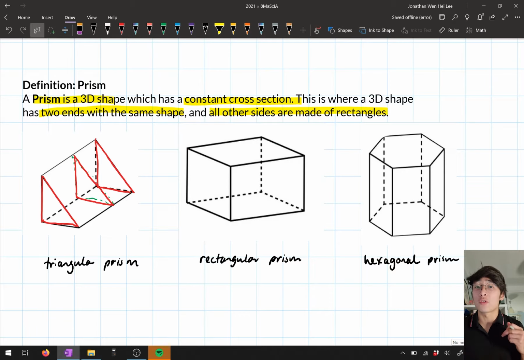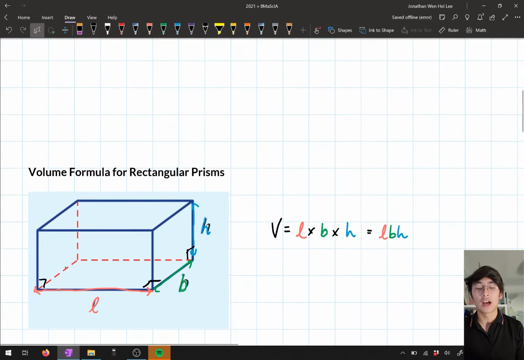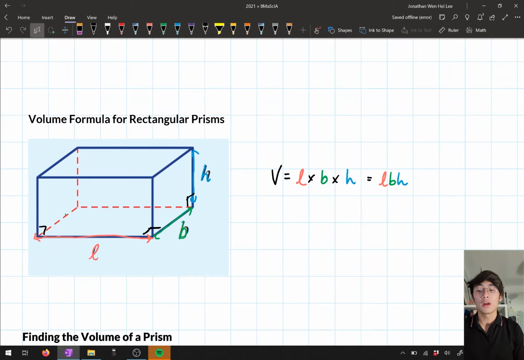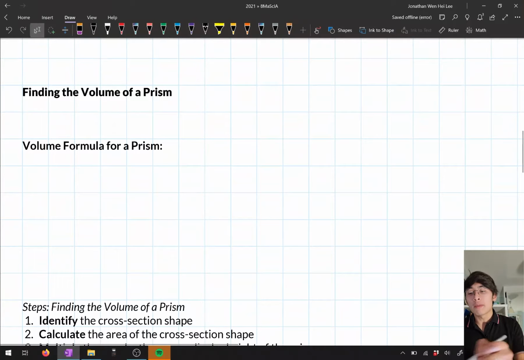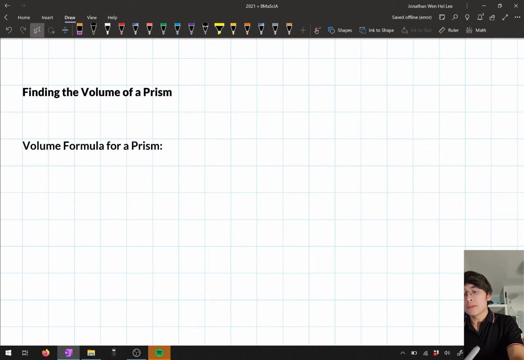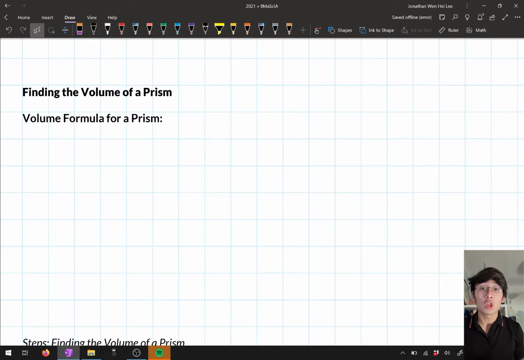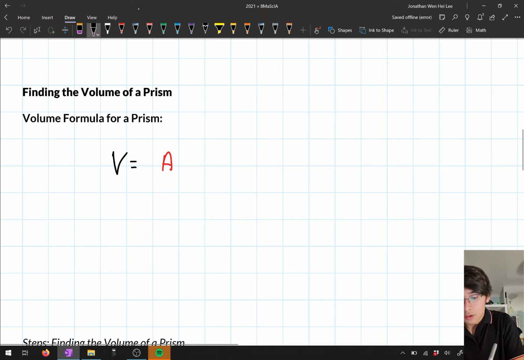Now, we need to talk about how to actually find the volume of a prism. Last lesson we went through this formula for a rectangular prism, L times B times H. And so what we did here was we just multiplied the three dimensions of a rectangular prism. However, if we're talking about a prism more generally, any type of prism, they follow the same volume formula. And the volume formula looks like this. V is equal to A times H. Or in shorthand, we would write this as AH.